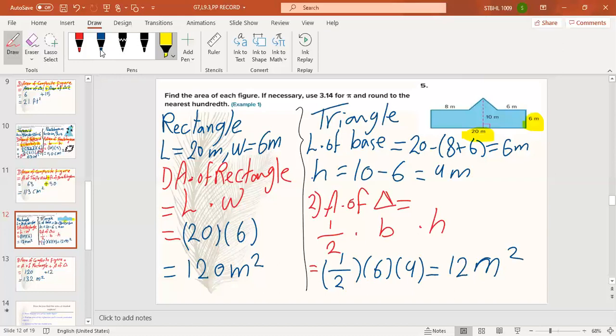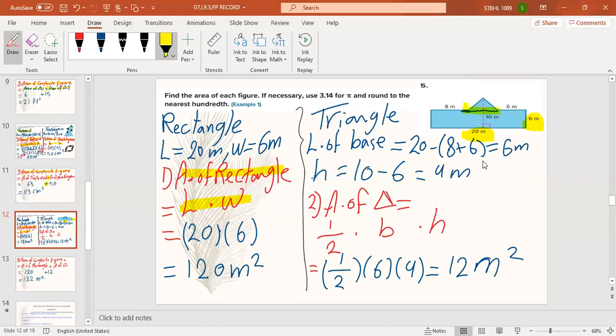And if we close this part, it will be clear that this is a rectangle. Area of rectangle equals length times width, which is 20 times 6 equals 120 square meter. And about the triangle, look at the base. Actually, we don't have any given related to it. We need to figure it out. The base of the triangle is the blue line, which I drew just now.